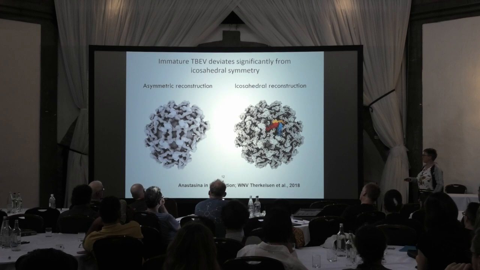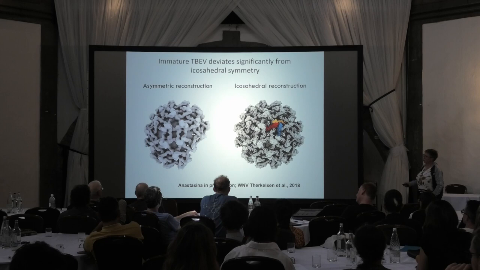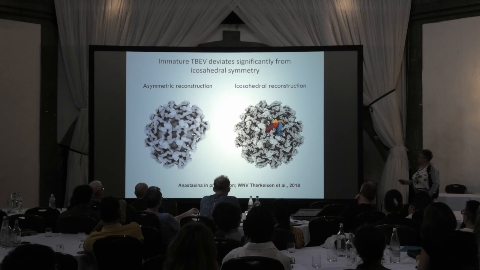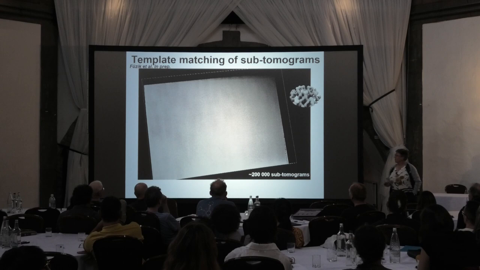What we did was then to do localized reconstruction using this little spike to try to pull out more information from the micrographs and then to resolve the structure. But you can also use that spike to go into tomograms and see what's happening in a virus-by-virus analysis. And this is what Dubois has done.